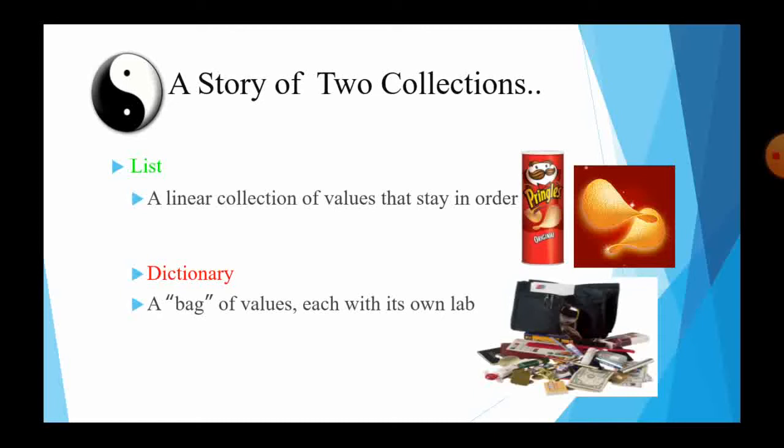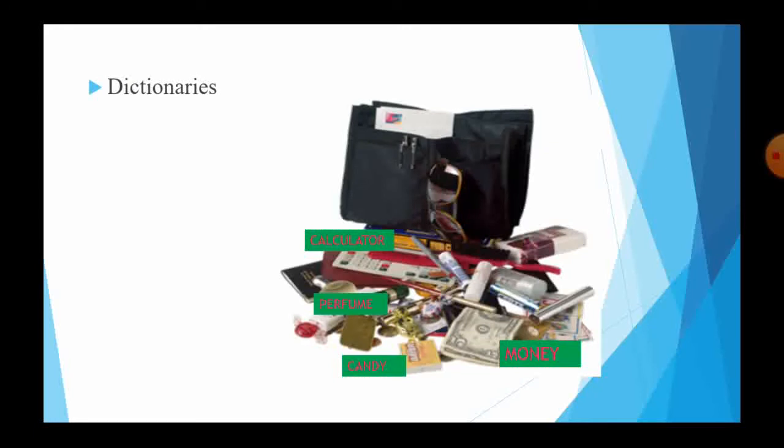Yes, a list is a collection of different kinds of values stored in an order. This is called as what? List. What is meant by dictionary? A dictionary is like a bag of values. In that bag you can store different kinds of values. Each value has its own label. For example, in this bag you have stored different kinds of values: calculator, perfume, money, pencil, pen, eraser. But each value has its own label.